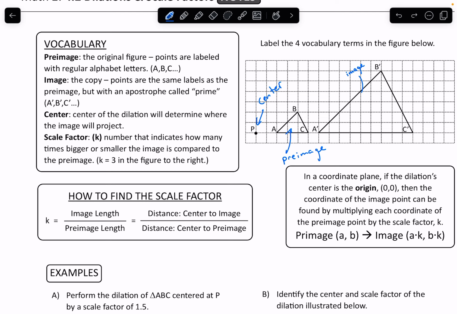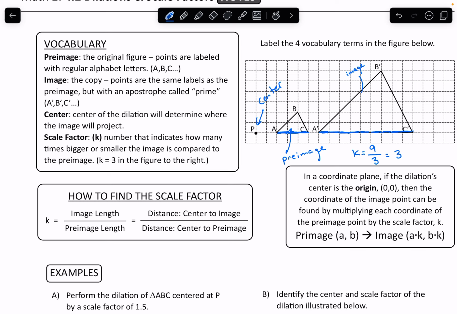So my image is getting bigger, and if I look at the lengths of the parts of my original object, it is 1, 2, 3 wide, and my new object is 1, 2, 3, 4, 5, 6, 7, 8, 9 wide. So the formula down below tells you to take the image to find the scale factor. You take the image length, the new one, and divide it by the original, the pre-image, the old image length, which would give you a scale factor of 3.